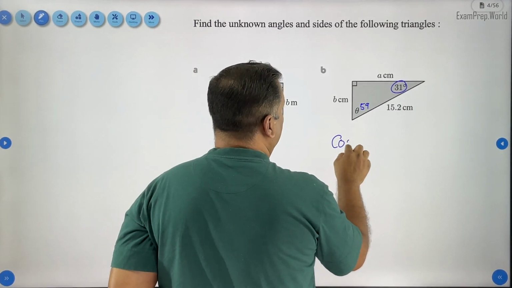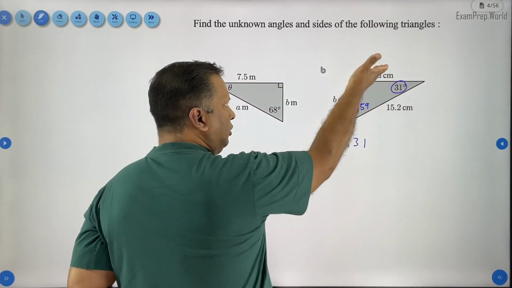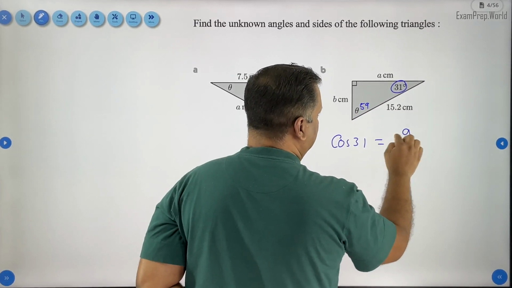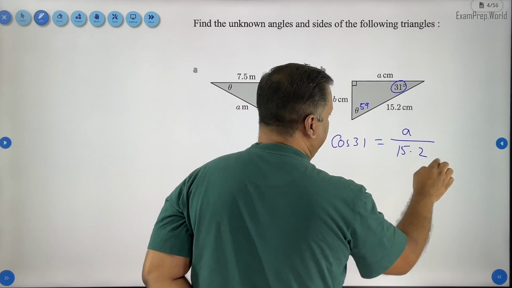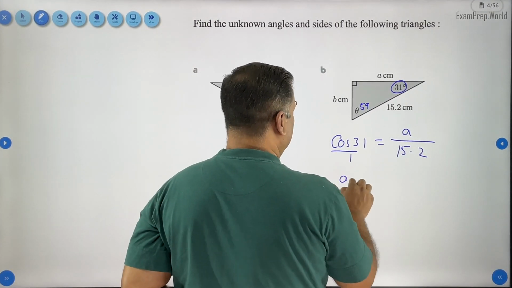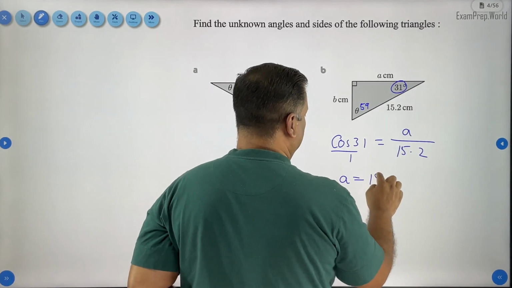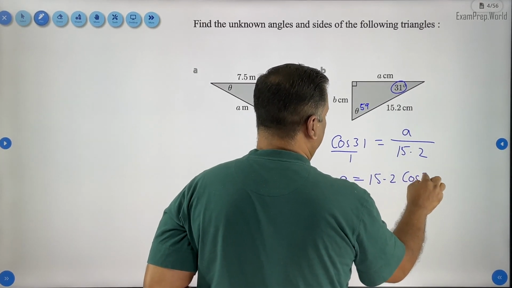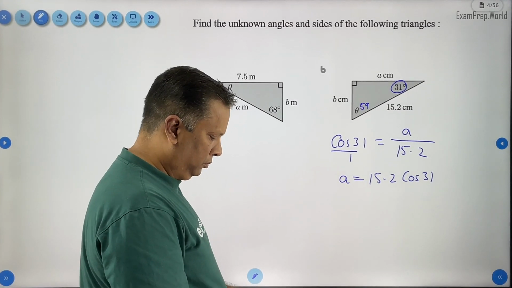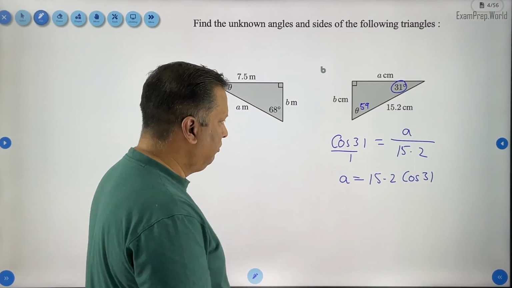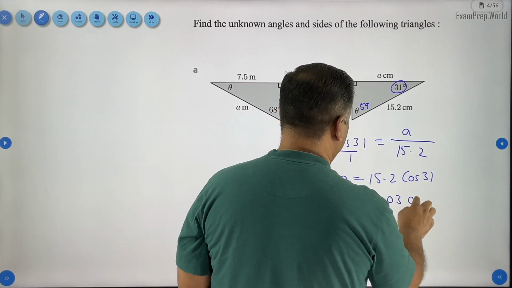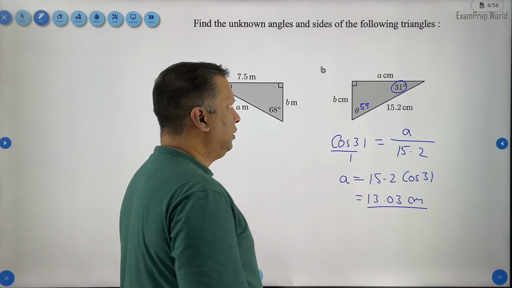So cos of 31, what is adjacent to 31? A. And what is the hypotenuse? 15.2. So cos 31 I will write as A over 15.2. Correct? Okay. Therefore, A equals 15.2 cos of 31. How much is that? 13.03 centimeters. So we found our A value.